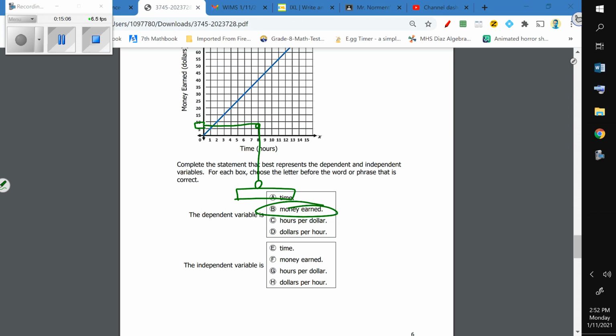Okay? So the money, let me go back up like I was. The money that she earned is going to be dependent on time. So time is the independent. That's what you're going to start with. How many hours does she work? And once they figure that out, however many hours she works, then she's going to get paid based on the total time. So it's going to be this. The money that she earns is dependent, time is independent.